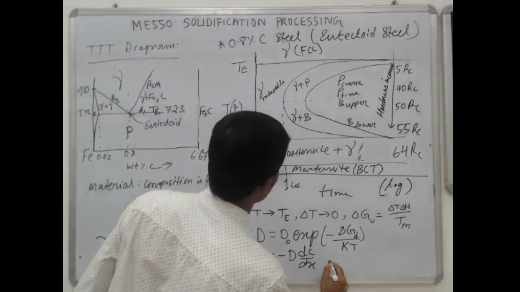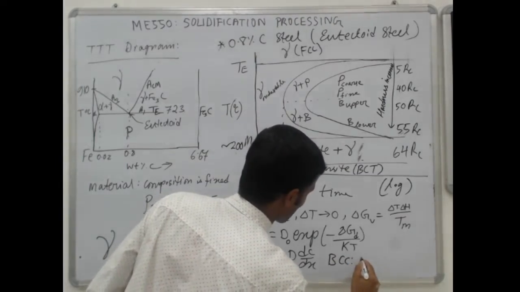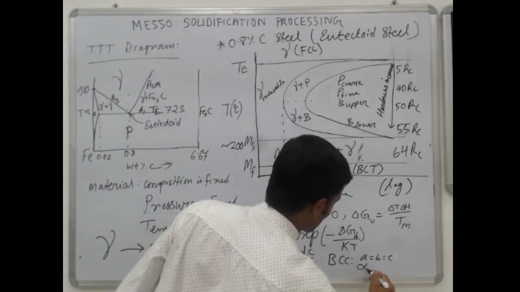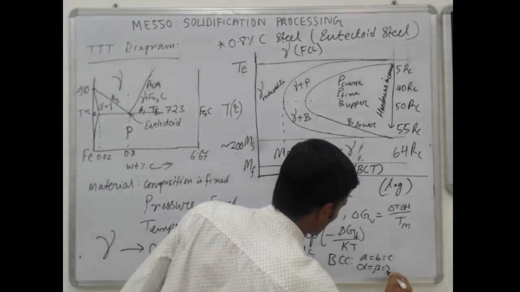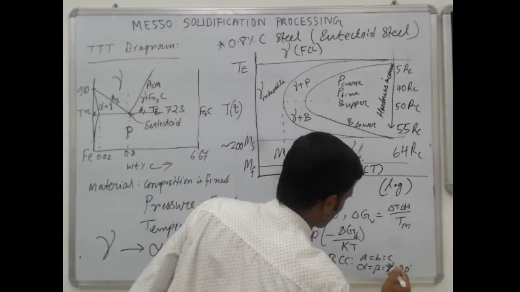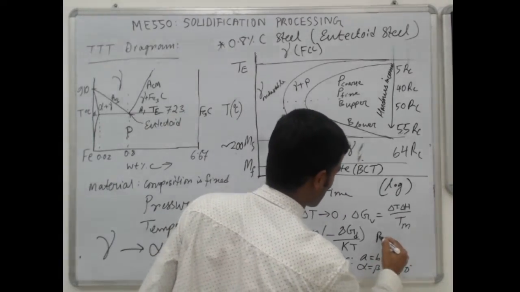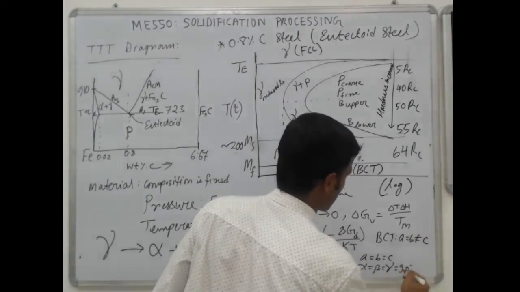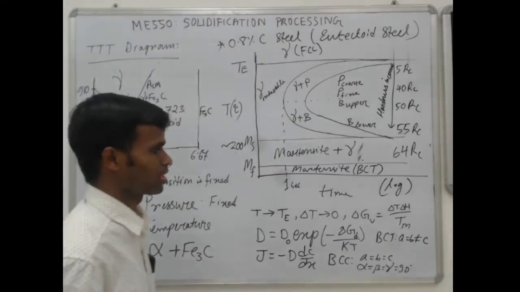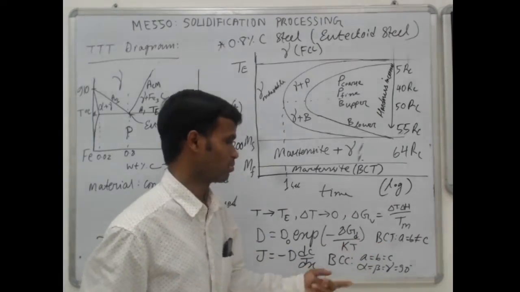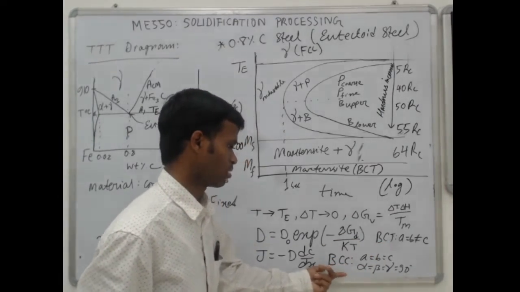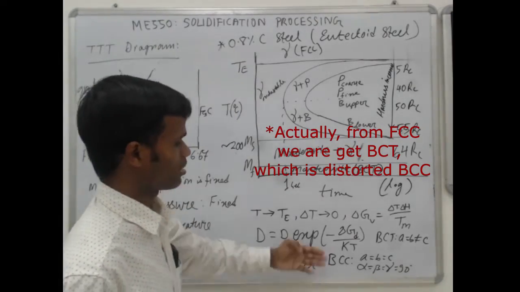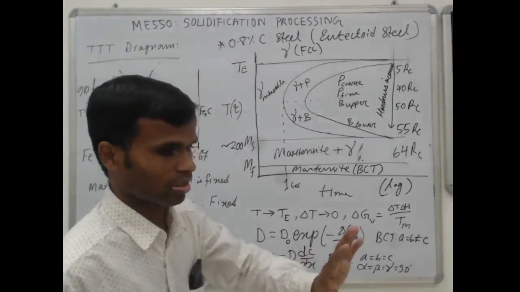In BCC structure, what do we have? We have lattice parameter a equal to b equal to c, and all the angles alpha, beta, gamma are 90 degrees. But here in BCT, a equals b but is not equal to c, and the angles remain the same. So it is a little bit distorted structure. BCT is a little bit distorted structure of BCC.